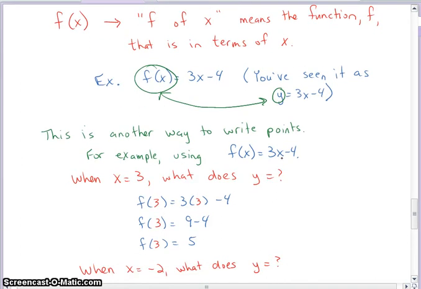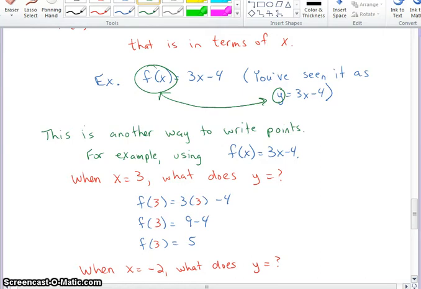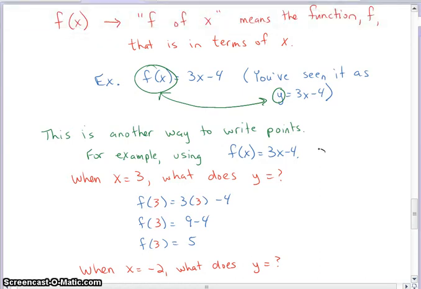So for example, if I had this function, I want to find f of 3. This is a shortcut to tell you that x equals 3. So instead of writing when x equals 3, what does y equal? The question will strictly look like f of 3 equals question mark. That's telling you that x is 3, and I want you to find y. So you do the exact same thing that you've always done. Substitute 3 in for x, and solve.